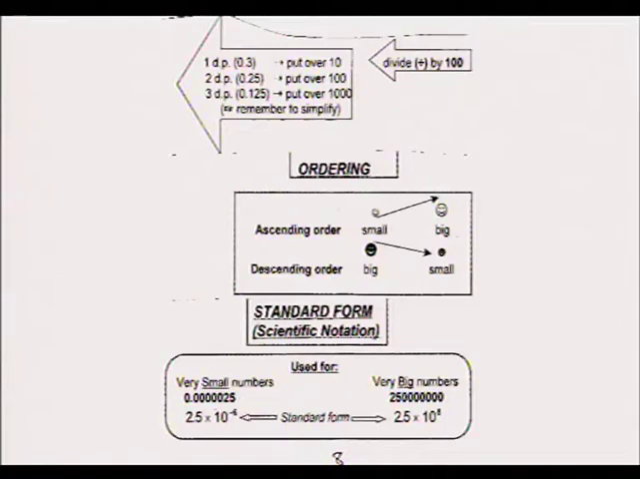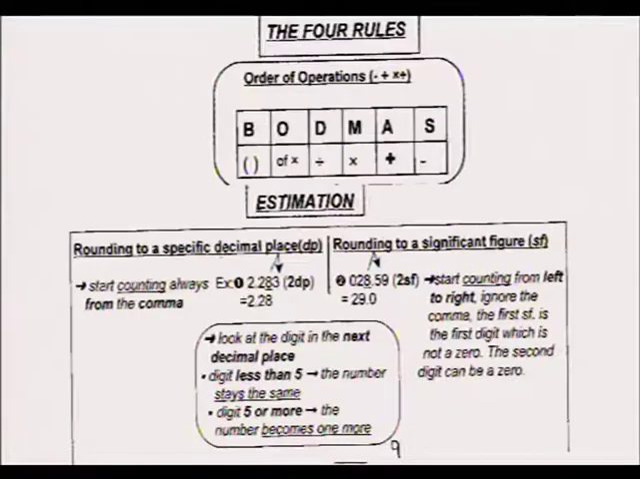Ordering: ascending is from small to bigger, descending is from big to small. And standard form, how do we write this? Very small numbers, for example 0, and a lot of zeros, 25, is 25 times 10 to the power negative 6. Very big numbers are 2,5 times 10 to the power 6, or 8 in this case.